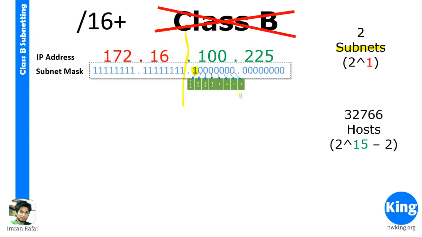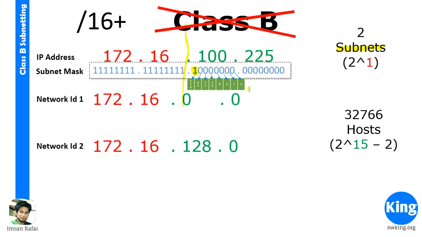So the first network ID is going to be where you do 172.16 and make everything else that you see here in green, which is the host part, as 0. So the first network ID is 172.16.0.0. How do we get the second network ID? The second network ID is got by adding the place value of the last one. So last one here is this, the place value is 128.